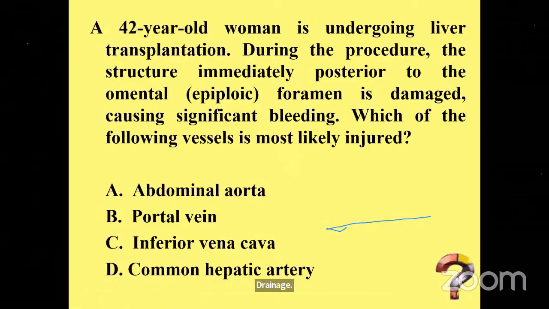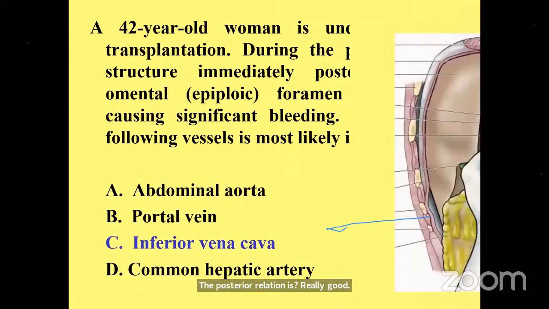Now, the next question. A 42-year-old woman is undergoing liver transplantation. During the procedure, the suture immediately posterior to the epiploic foramen is damaged, causing significant bleeding. Which of the following vessels is most likely injured? They are asking simply for the posterior relation of the epiploic foramen. And options are abdominal aorta, portal vein, inferior vena cava, and common hepatic artery. Most of them are in a way seen in relation with the epiploic foramen, but the posterior relation is very good, all of you know it. It is the inferior vena cava.